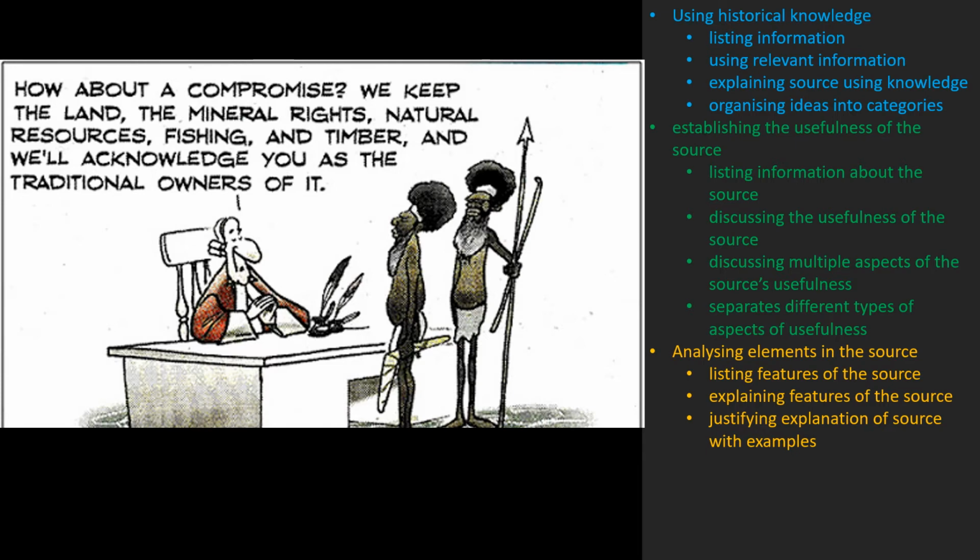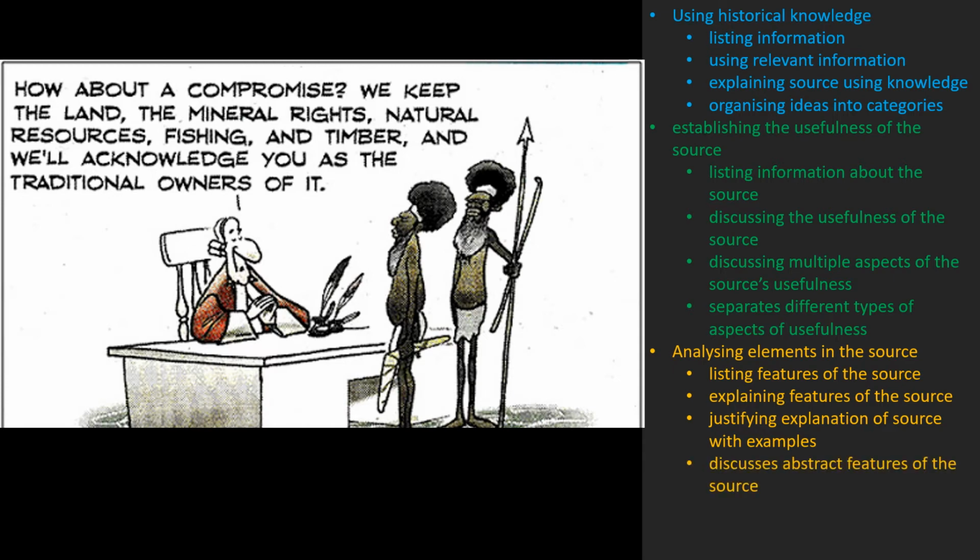We justify explanation of the source with examples. So take that same stuff I just said, but then I actually refer. So I go, as we can see, the man is wearing red robes and a wig, and the men on the right are wearing very few clothes which are designed for the Australian outback. This shows the difference in the material culture of the two groups. Yeah, you could talk about the different hairstyles.